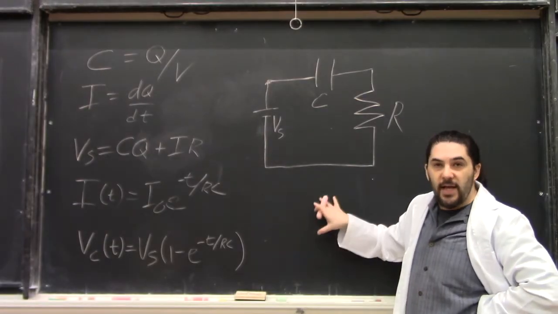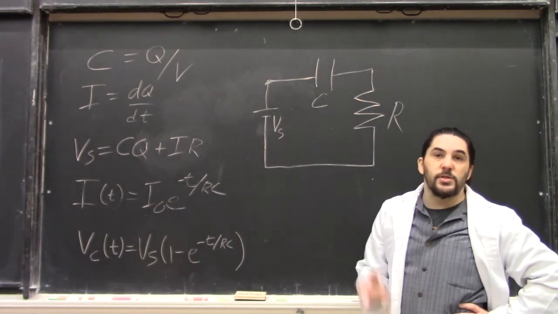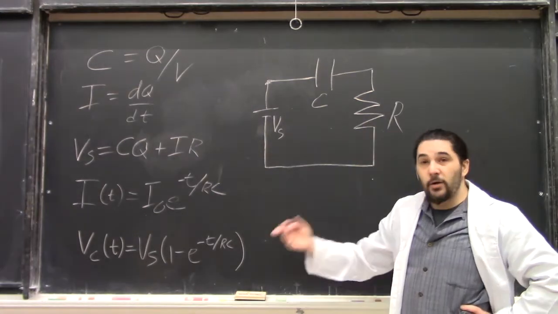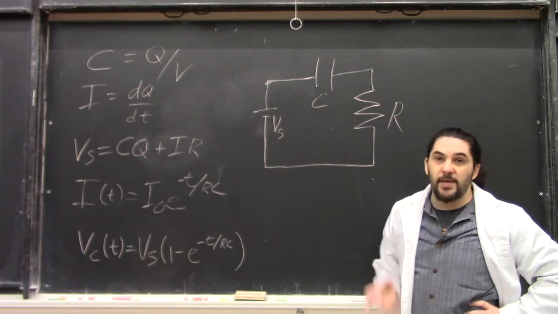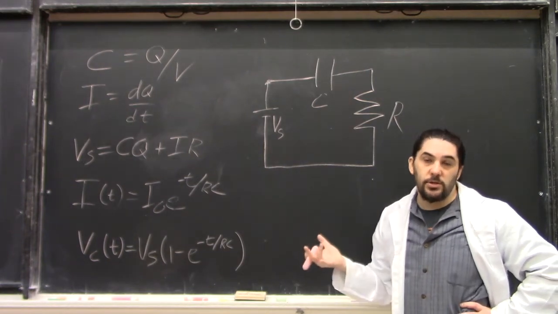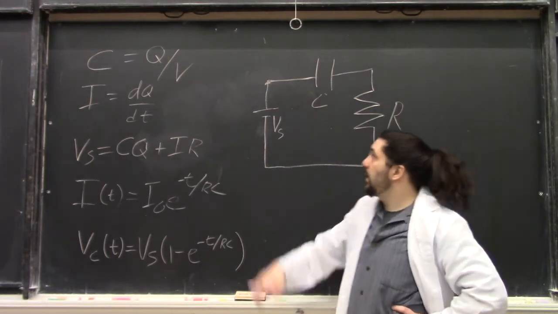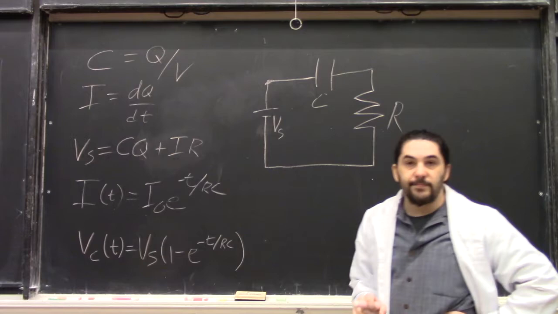So when we first connect this circuit, Vs is going to drive current as if the capacitor was a short circuit. Our initial current will be Vs over R. That current, though, is going to build up charge on the capacitor. That charge on the capacitor is going to build up its own voltage and slow down the current. And eventually that current will decay to zero as the voltage across the capacitor rises to Vs.